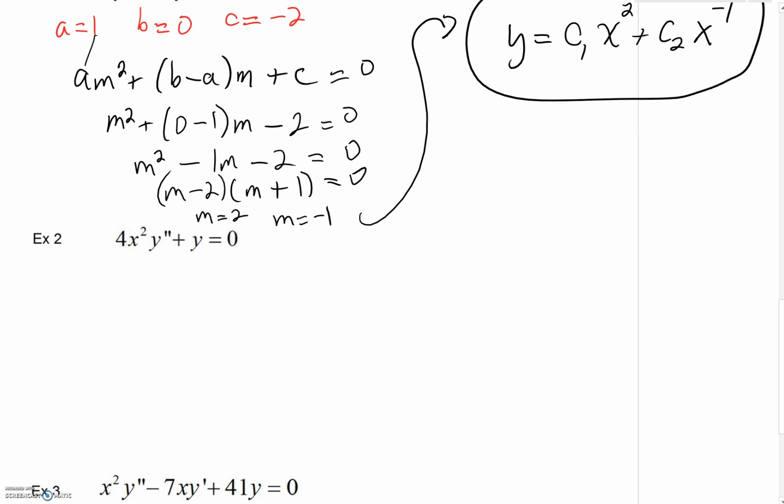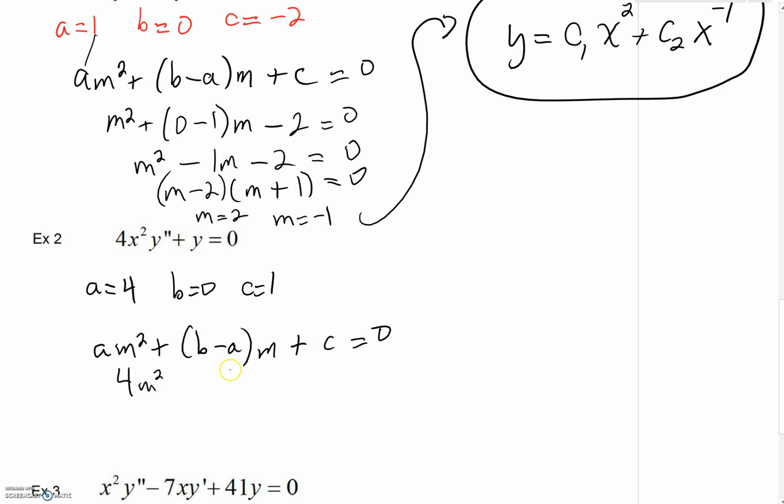Take a look at example 2. I think you can quickly see a is 4, b is 0, c is going to equal 1. And let's just jump straight in. These Cauchy-Euler problems are going to go quickly. At the end of the day, you're really just going to set this up and solve a nice quadratic.